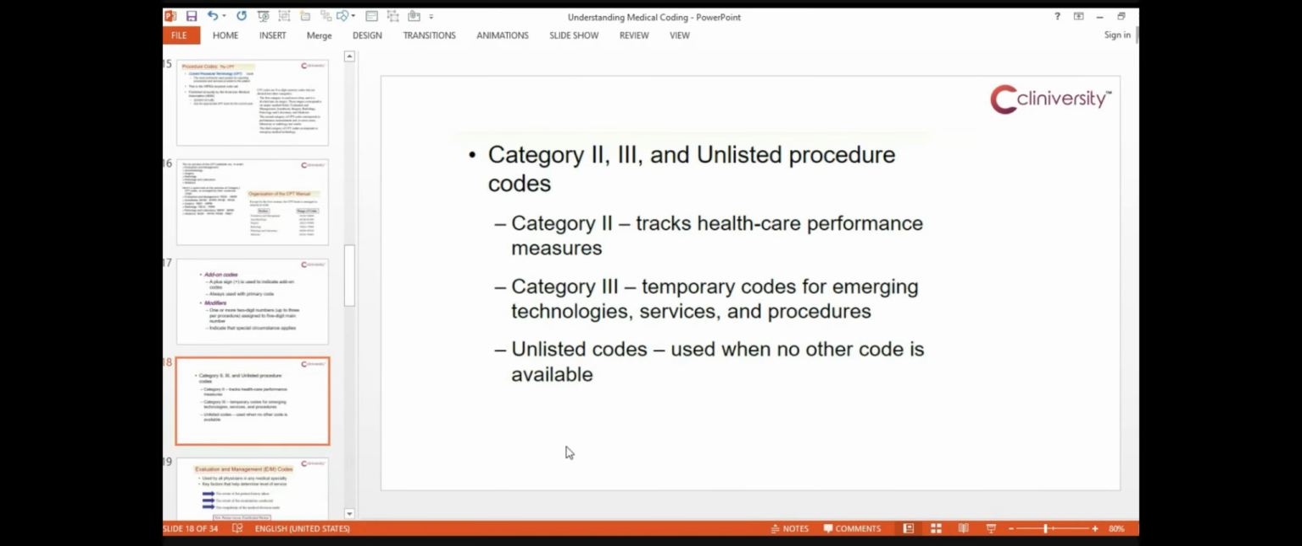Now, this was about CPT under category 1 that we learned. Under category 2 and 3, there are also certain unlisted procedure codes. Category 2 covers or tracks healthcare performance measures, and 3 is about temporary codes for emerging technologies, services, and procedures. Unlisted codes are also there, which are used when no other code is available in that dictionary. But these are used very, very carefully because the currently updated version of this dictionary provides all the possible codes for all possible diagnoses or procedures. I mean procedures specifically for CPT.